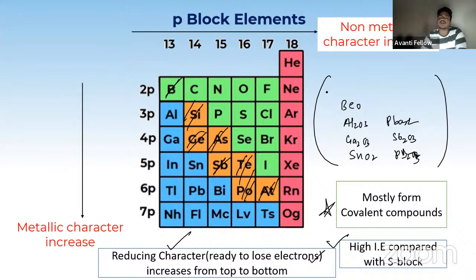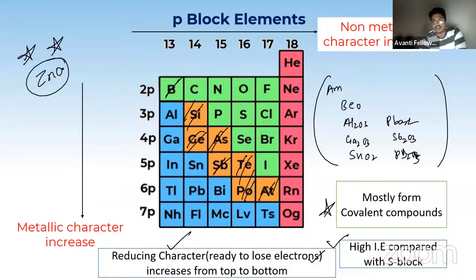These all are called amphoteric oxides. Very, very most important. ZnO is also an amphoteric oxide. What is the meaning of amphoteric oxides? They can act as acidic oxide and basic oxide. If you see zinc, zinc oxide is an acidic oxide. Simultaneously, zinc hydroxide is also a basic oxide.